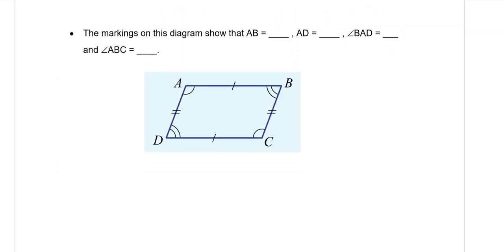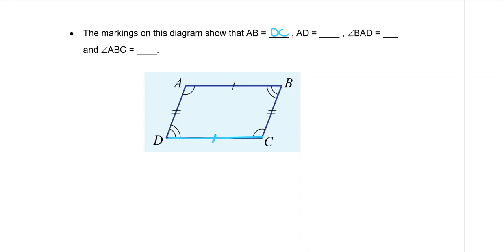On the next page, the markings on this diagram show that AB is equal to something. So in a diagram like this, things that have the same markings mean that they are equal. Those sides both have one line on them, so they would be the same length. These ones that have two lines on them would have to be the same length. So AB is this side across here, and it has the one little mark on it, so it would have to be equal to this side that also has the 1 mark on it. And we could call that side DC, or CD, because it doesn't matter the order with a line.